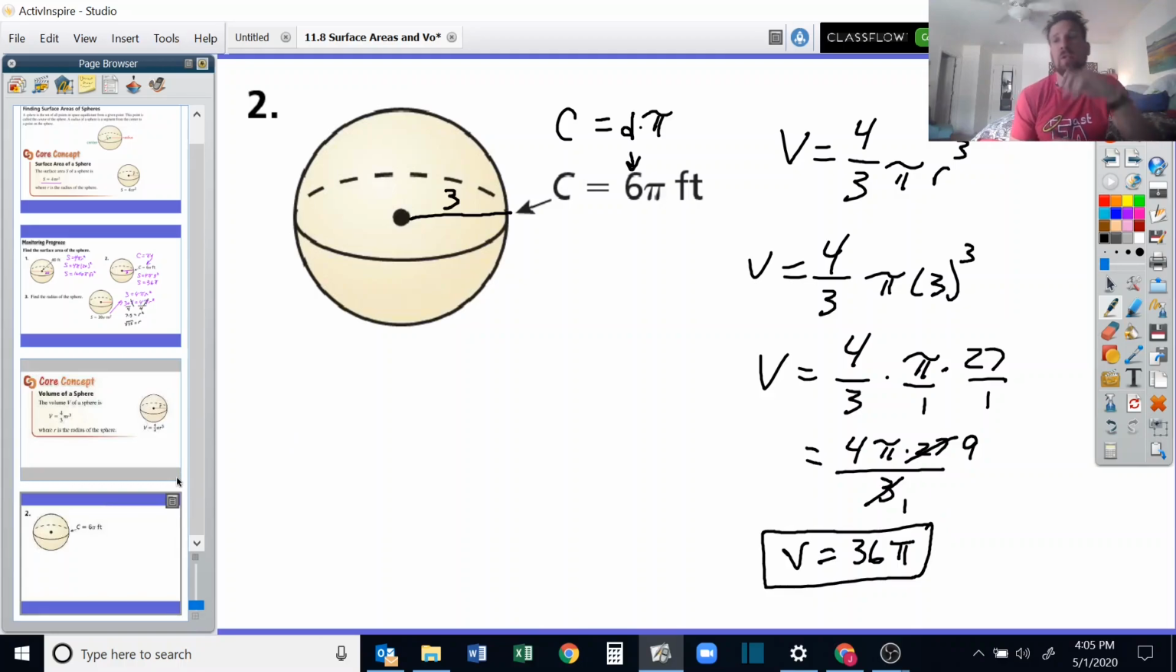I'm going to have some quick questions in a Google form that are just like this. Volume of a sphere, surface area of a sphere. Hopefully you watch this video, then you take that Google form.